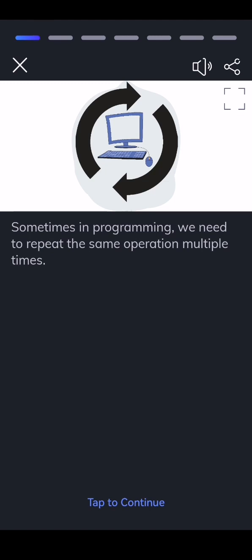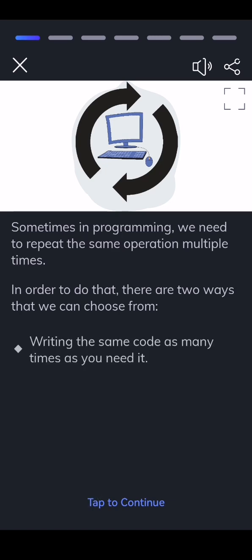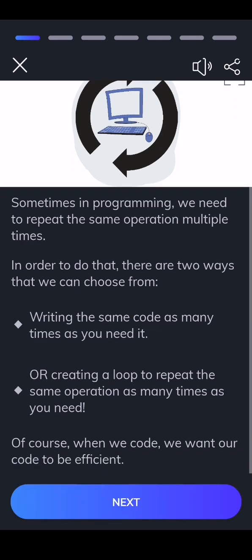Sometimes in programming, we need to repeat the same operation multiple times. In order to do that, there are two ways that we can choose from: writing the same code as many times as you need it, or creating a loop to repeat the same operation as many times as you need. Of course, when we code, we want our code to be efficient.